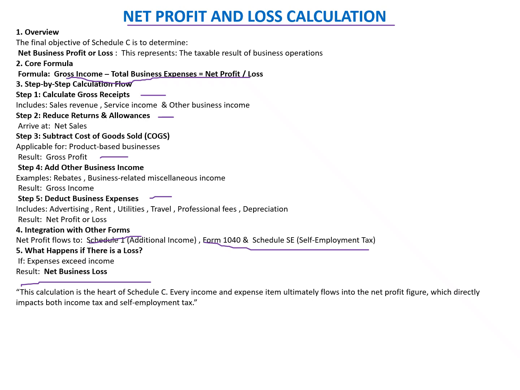So this calculation is the heart of Schedule C, and every income and expense ultimately flows into the net profit figure, which directly impacts both the income tax as well as the self-employment tax. So we'll move to the next slide.